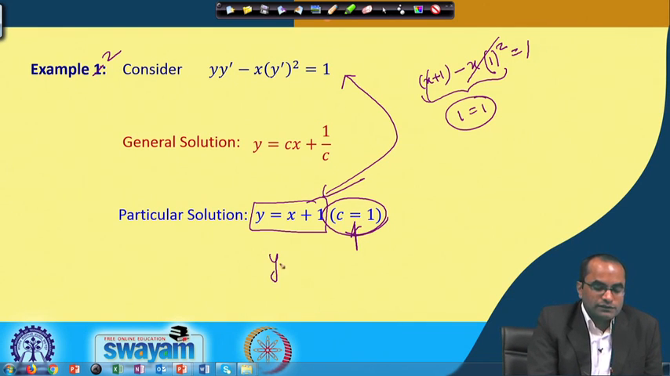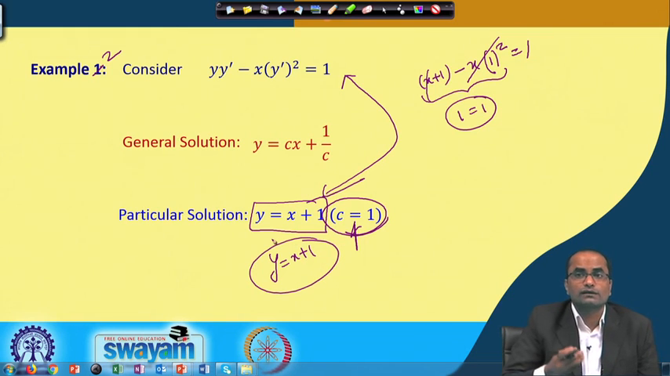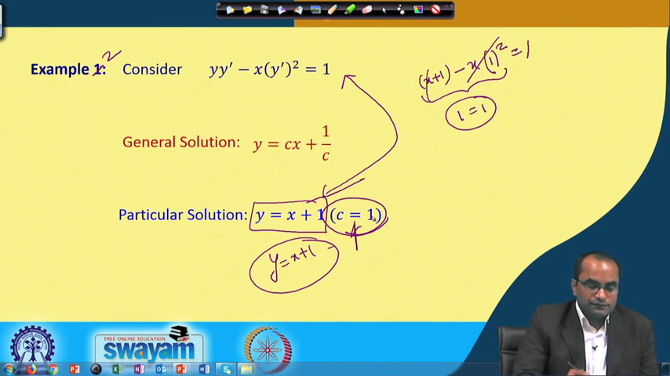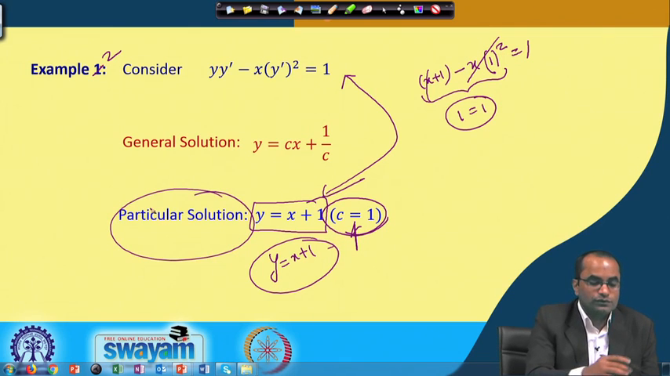But now, this y is equal to x plus 1 is one curve, the one that is a straight line out of this family of lines. We got this as a particular solution. So, it is no more a general solution. This is a particular solution of the given differential equation.